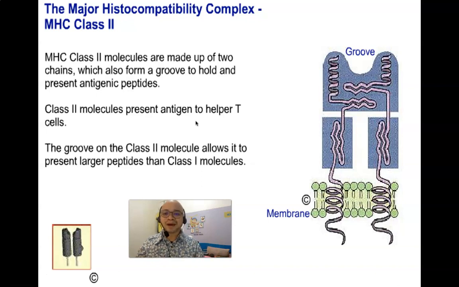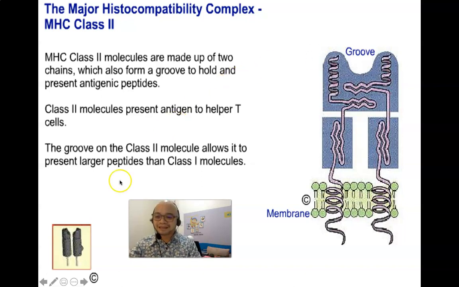Okay? Earlier, class 1 is for cytotoxic T cells, and class 2 is for T helper cells, or the CD4. Cytotoxic T cells is CD8, T helper cells CD4. So the groove, here's the groove, allows it to present larger peptides than class 1 molecules. Okay, where can we find class 2 molecules? Class 2 molecules are found in antigen presenting cells. Okay, so it will present antigen to helper T cells.